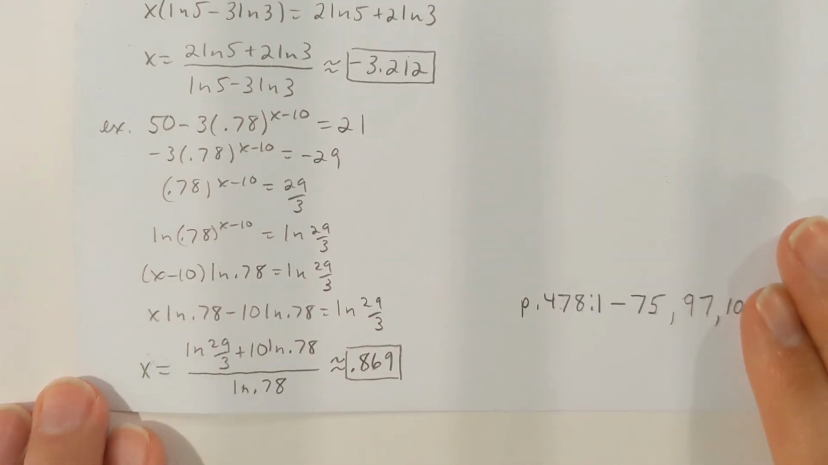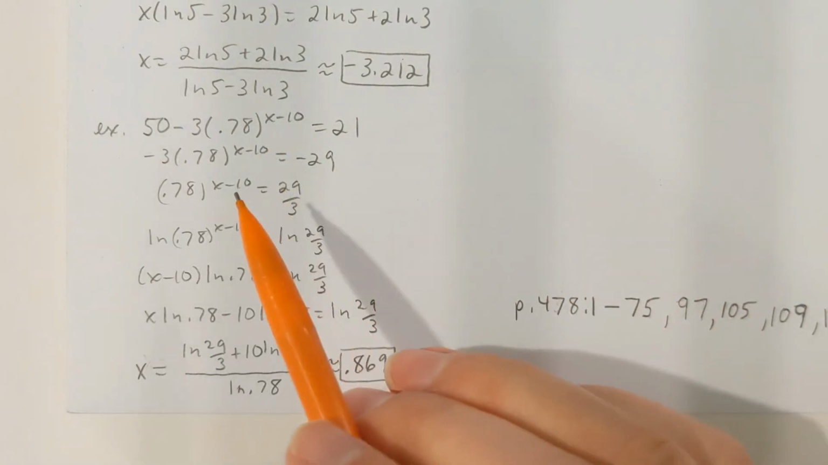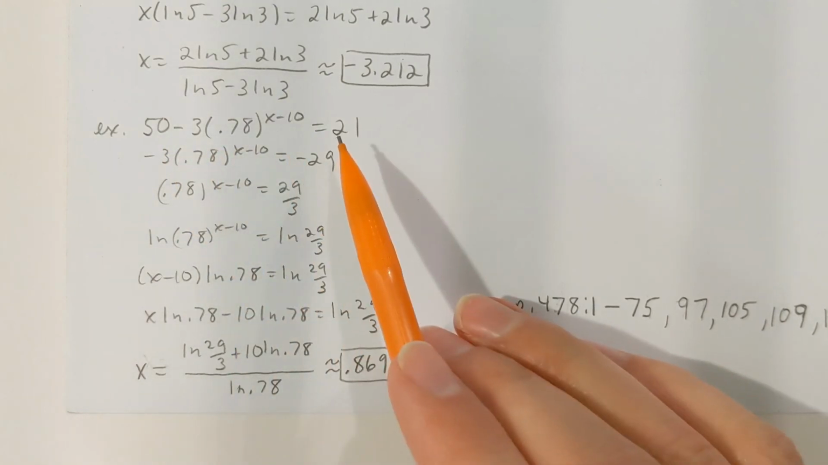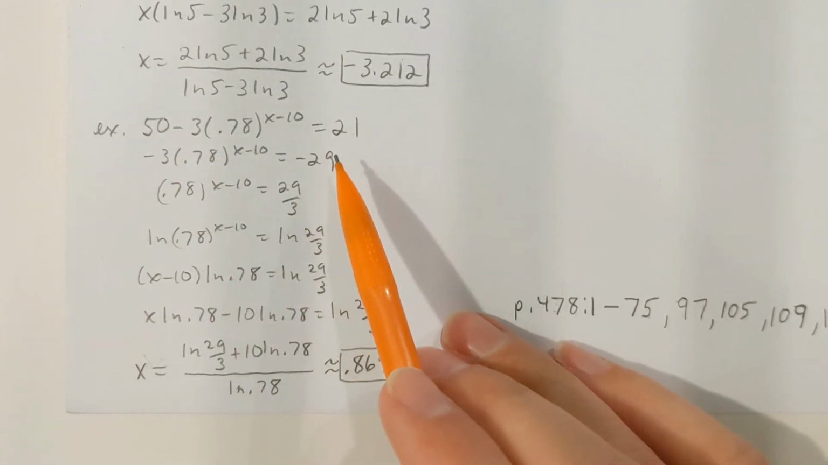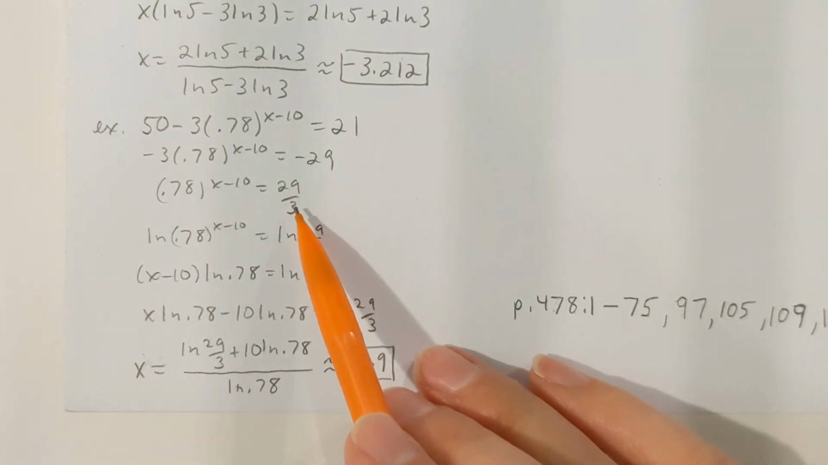Okay, and I've got one more example here. Again, I'm solving for x. This is an exponential. If I subtract 50 from both sides, 21 minus 50 is negative 29. Divide by negative 3. Negative over negative is positive.